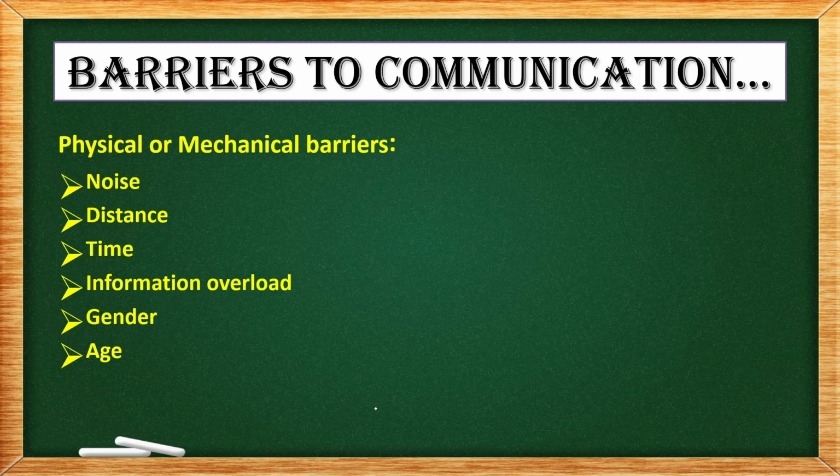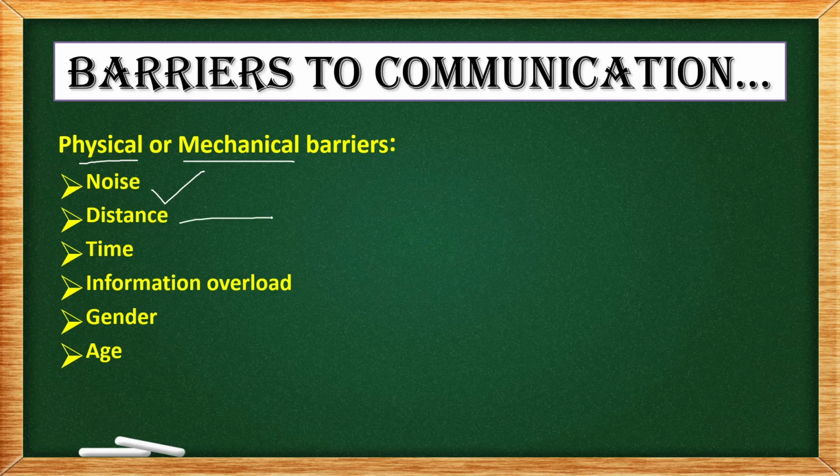Next is physical or mechanical barriers. Those barriers which are physically visible to us are basically known as physical or mechanical barriers. The first one is noise. Noise is any unplanned interference in the process of communication. We have discussed this at the beginning.